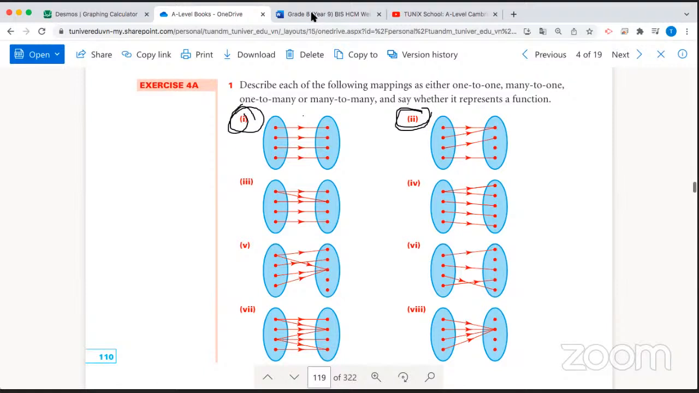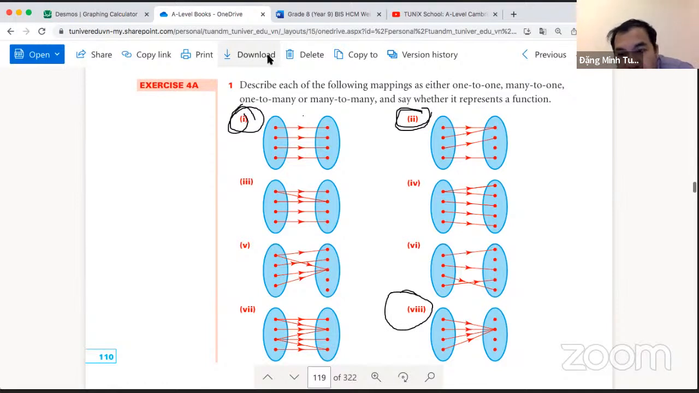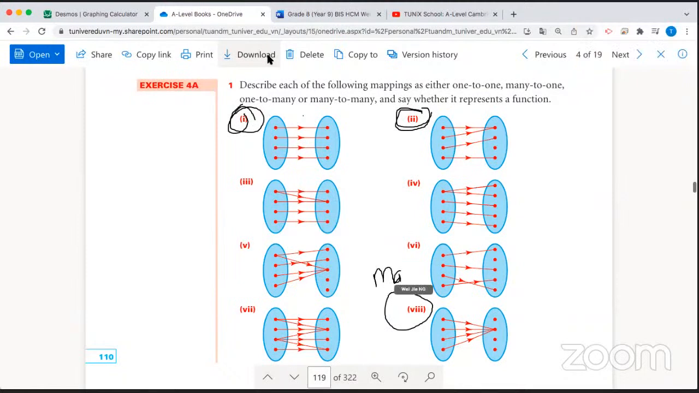Number 2, what do I do for number 2? This is many to one, yes, I know this one. So tell me which one will be the function. Which one is a function? Not sure. A set of input and output mapping. A set of inputs is the domain. A set of outputs. I'm not sure. I'm confused.